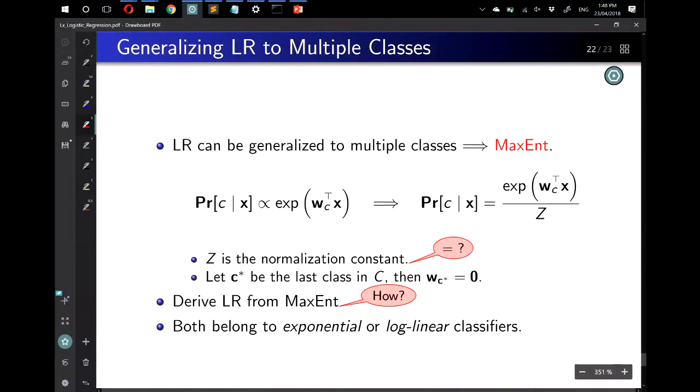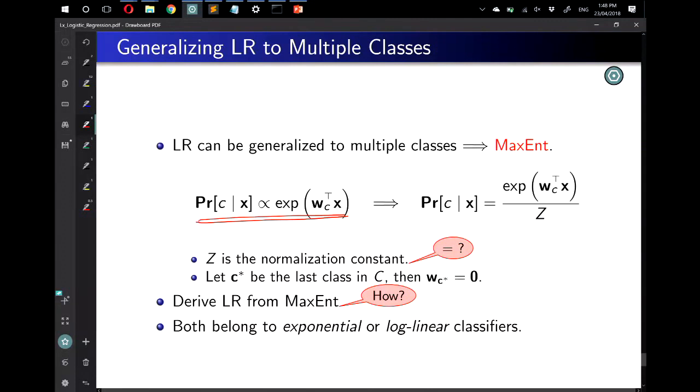And finally, the logistic regression classifier can be generalized to multi-class. And that's actually what we really want to remember. Once you remember this one, you can easily remember the sigma model function.